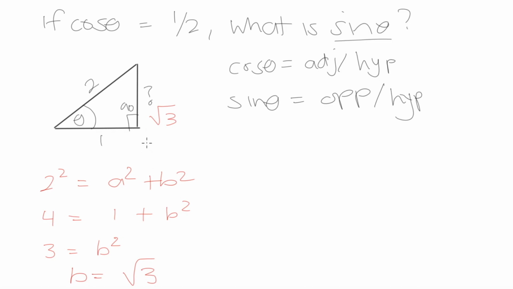Now we figured out the opposite side value, which is root 3. And that means that we can determine sine theta. We know that sine theta is equal to opposite over hypotenuse, which means that sine theta is equal to root 3 over 2. And that is our final answer.